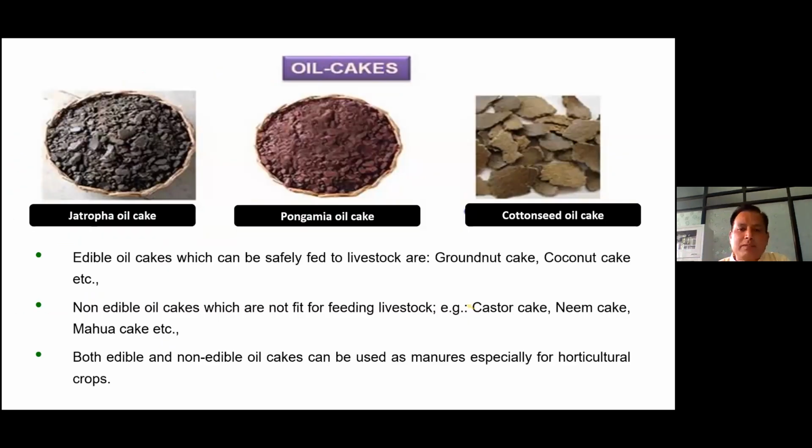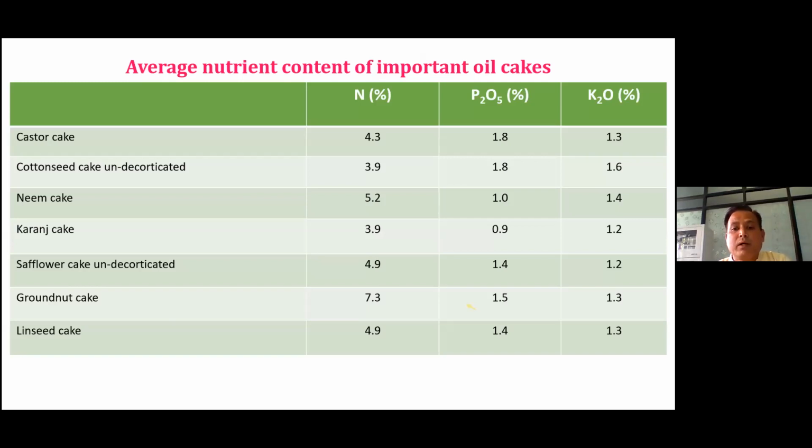Then friends, we have different oil cakes. Some are edible, some are not edible, but both edible and non-edible oil cakes we can use as a source of organic nutrients. In edible oil cakes, we have groundnut and coconut cakes. In non-edible oil cakes, we have castor cake, neem cake, and mahua cake. If you see the nutrient composition, groundnut cake has more than 7% nitrogen. Likewise, castor and cottonseed cake have 2% P2O5. So it is rich in NK. We can use these sources also.